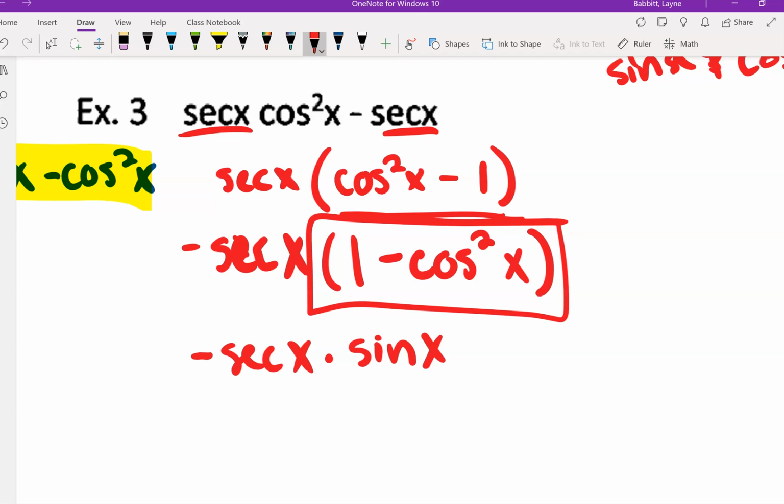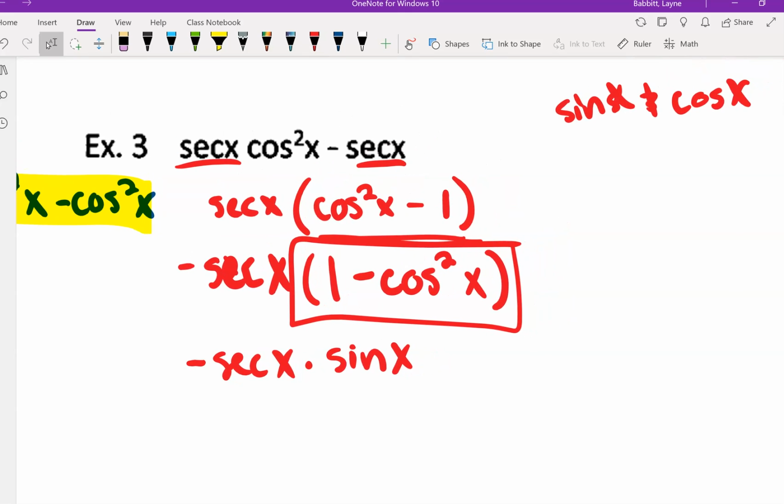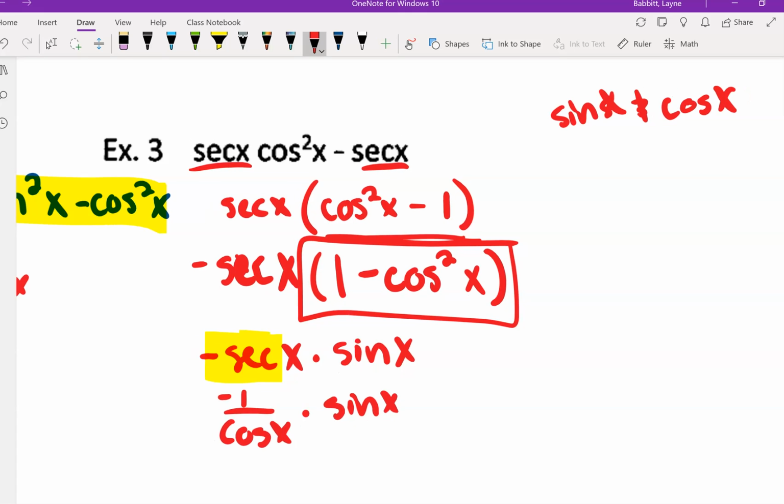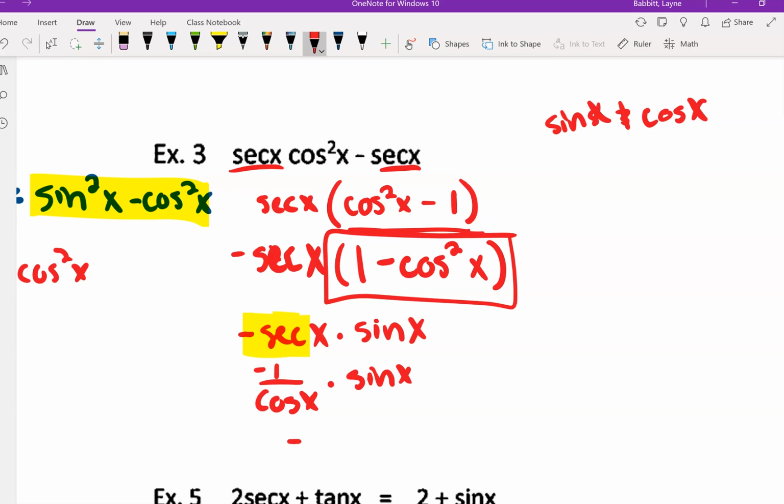Because of the Pythagorean identity, we're almost done. It's fully simplified once it's just sine and cosine, so I'm going to replace this with 1 over cosine. So 1 over cosine x times negative sine x. And then I'll combine that into just one fraction: negative sine x over cosine x.